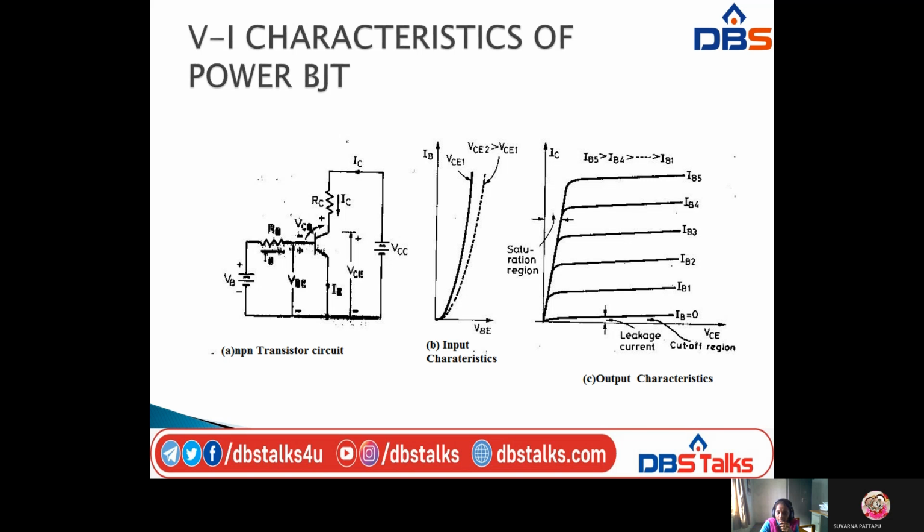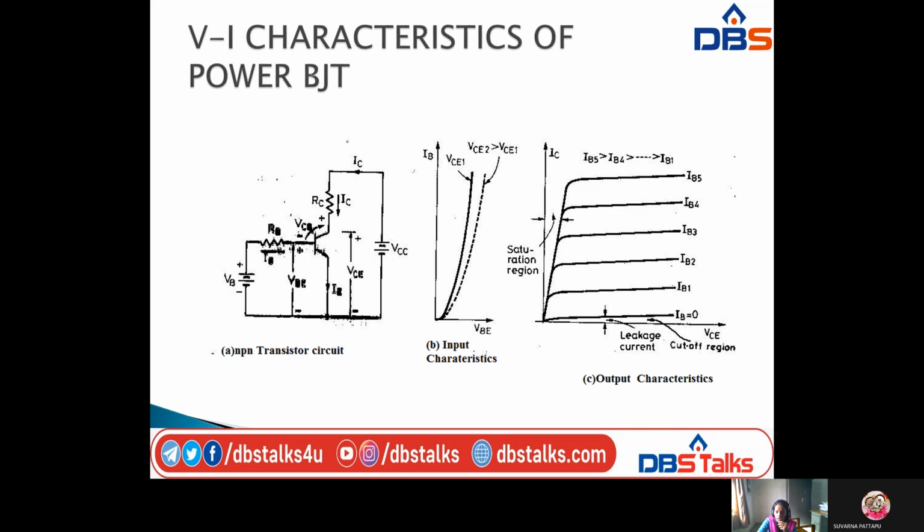And these are the output characteristics. In the input characteristics we take base current and base to emitter voltage, because on the input side we have the base and the emitter. That's why we draw from base current and the voltage between base and emitter. Here in the output characteristics we take collector current and collector to emitter voltage VCE. The output current is IC and the output voltage is VCE, so we draw the graph between VCE and IC.